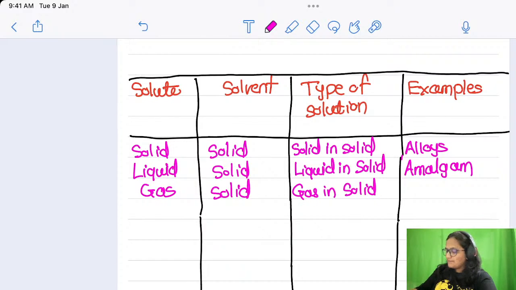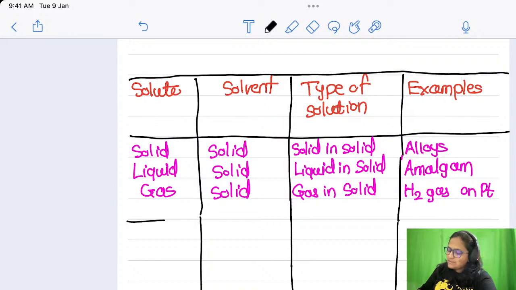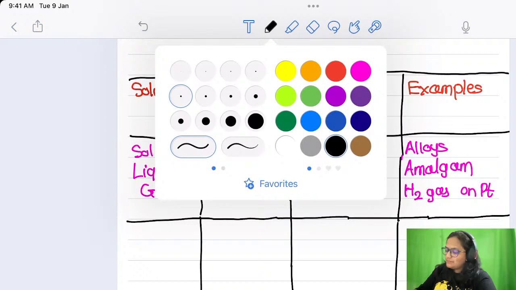Gas in solid. So in case of gas in solid, the H2 gas on platinum. Pt stands for platinum, right? These examples, there is no need to remember all these examples. Just you need to understand the types of the solutions, right? Okay, then next I'll write down.